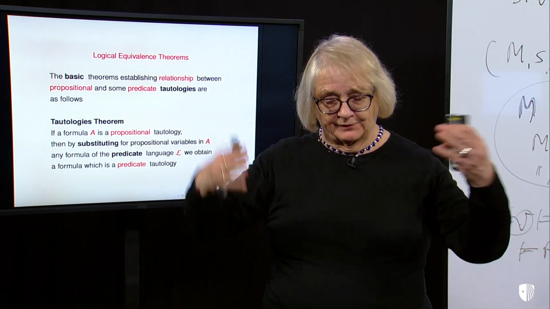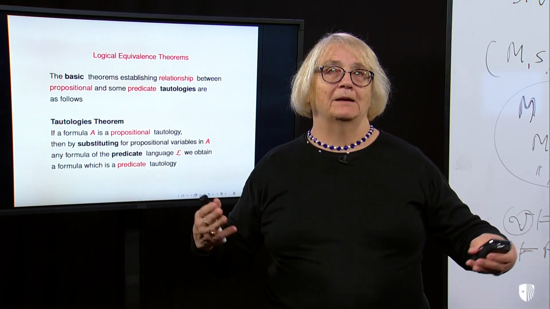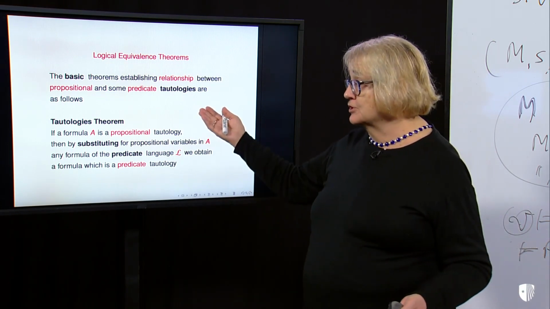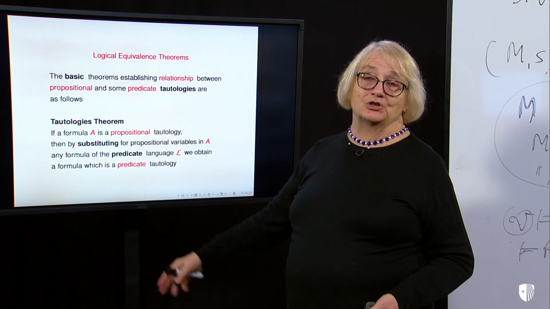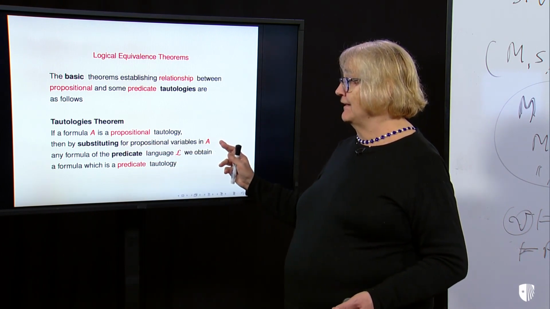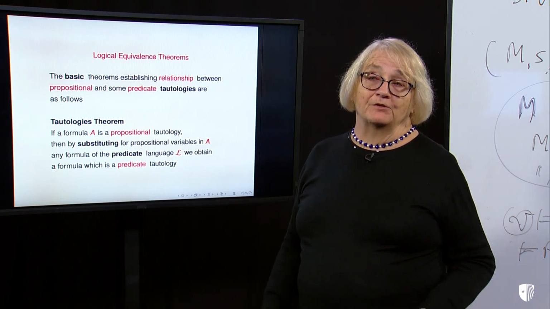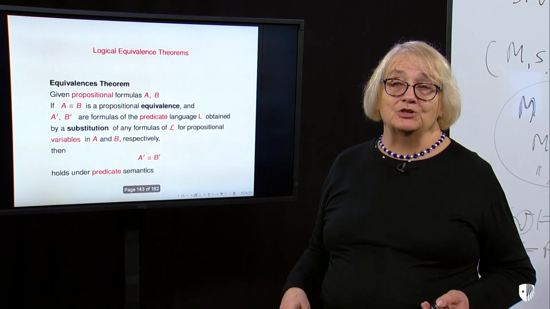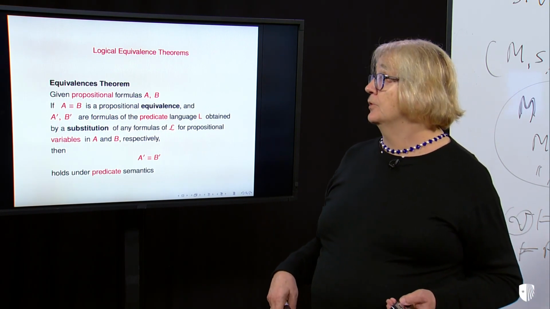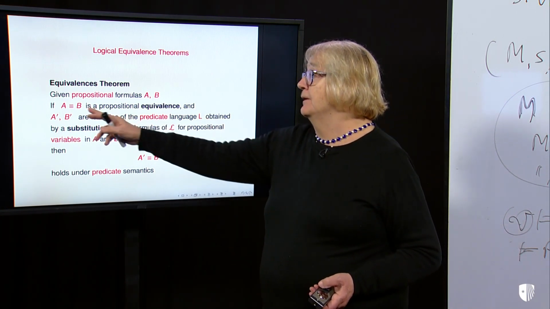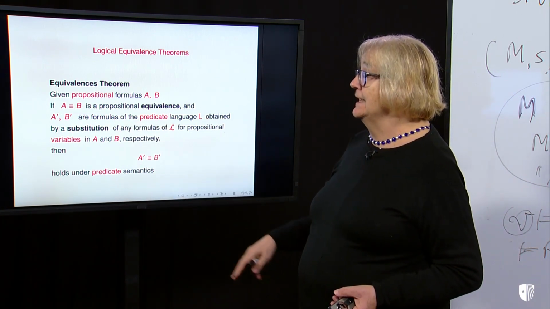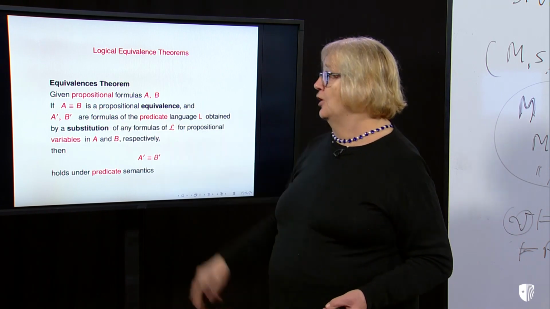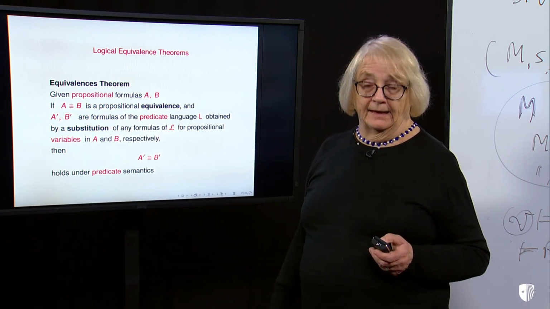I gave you the whole list of different tautologies, how you can easily get a lot of tautologies, how you construct predicate tautologies. Of course, if A is a propositional tautology, then substituting for propositional variables in A any formula of the predicate language, we obtain a formula which is a predicate tautology. And moreover, if you have two propositional equivalences and A prime, B prime are formulas of predicate logic obtained by substitution, then the substitution would also be equivalent.